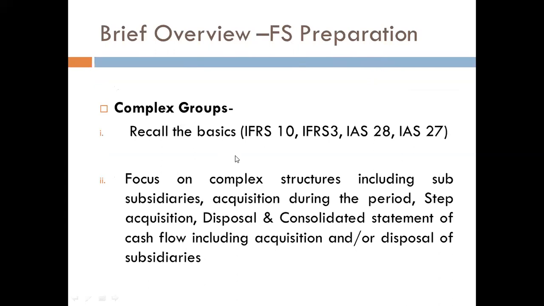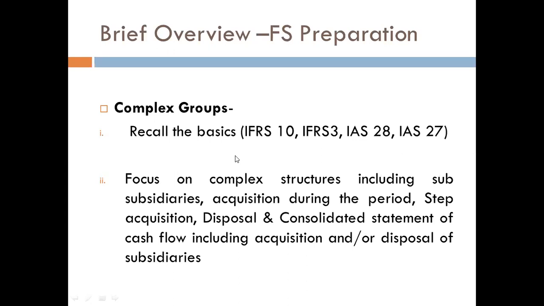These are standards that are relevant because IFRS 10 is the one that talks about the financial statements, where it says in consolidated financial statements, the assets, liabilities, income, and expenses of the parent and the subsidiary are reported as if they relate to a single entity. IFRS 3, I've told you, relates to goodwill. IAS 28 tells you about it if you have an associate. So you need to recall those basics.